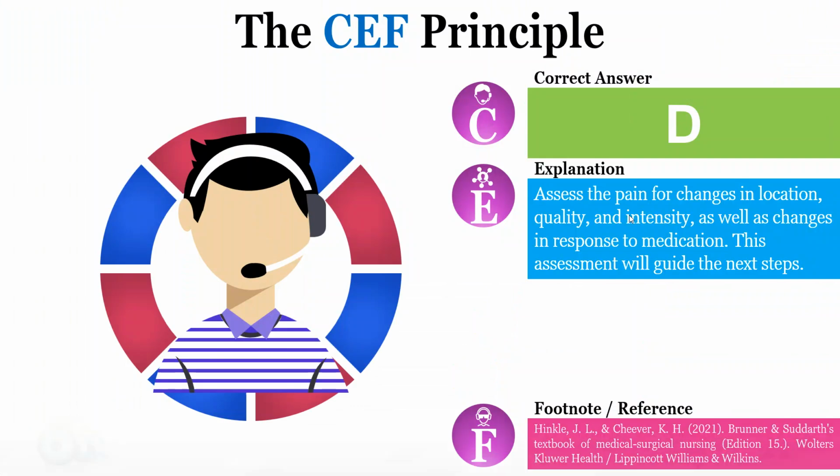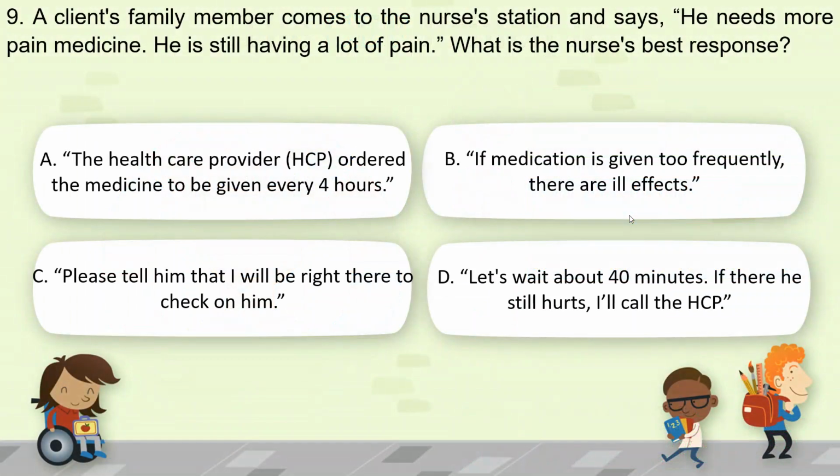A client's family member comes to the nurse's station and says he needs more medicine. He's still having a lot of pain. What is the nurse's best response? A. The healthcare provider ordered the medicine to be given every 4 hours. Letter B. If medication is given too frequently, there are ill effects. Letter C. Please tell him that I will be right back to check on him. Letter D. Let's wait about 40 minutes. If he still hurts, I'll call the healthcare provider.